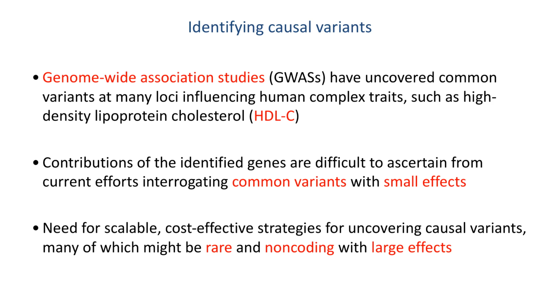Genome-wide association studies, or GWASs, have uncovered common variants at many loci influencing human complex traits, such as high-density lipoprotein cholesterol, or HDL-C. However, the contribution of the identified genes is difficult to ascertain from current efforts interrogating common variants with small effects. Thus, there's a pressing need for scalable, cost-effective strategies for uncovering causal variants, many of which might be rare and non-coding and have large effects on the phenotype in question.